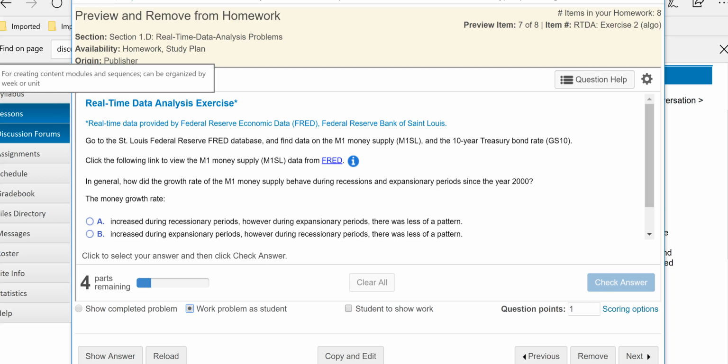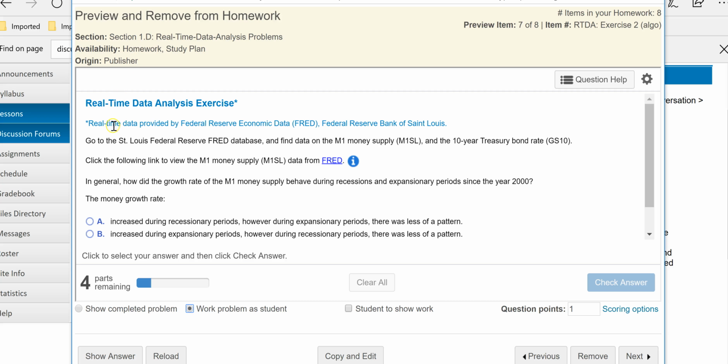Hi, I want to talk about this real-time data analysis exercise as an example for future similar questions. Almost every homework will have real-time data analysis questions. So this question is supposed to be an example that you may refer to for future assignments. This is question number 7 of homework 1.